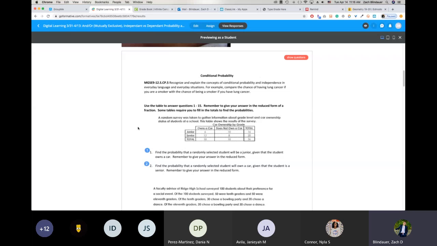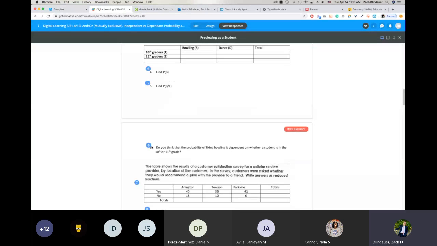Now, tables, we've done plenty of tables in our classes when we were face-to-face, so hopefully it wasn't a shock to see these. I know we did a bunch of warm-ups and a preview of probability before you left. Question 6: do you think the probability of liking bowling is dependent on whether the student is in 10th or 11th grade?